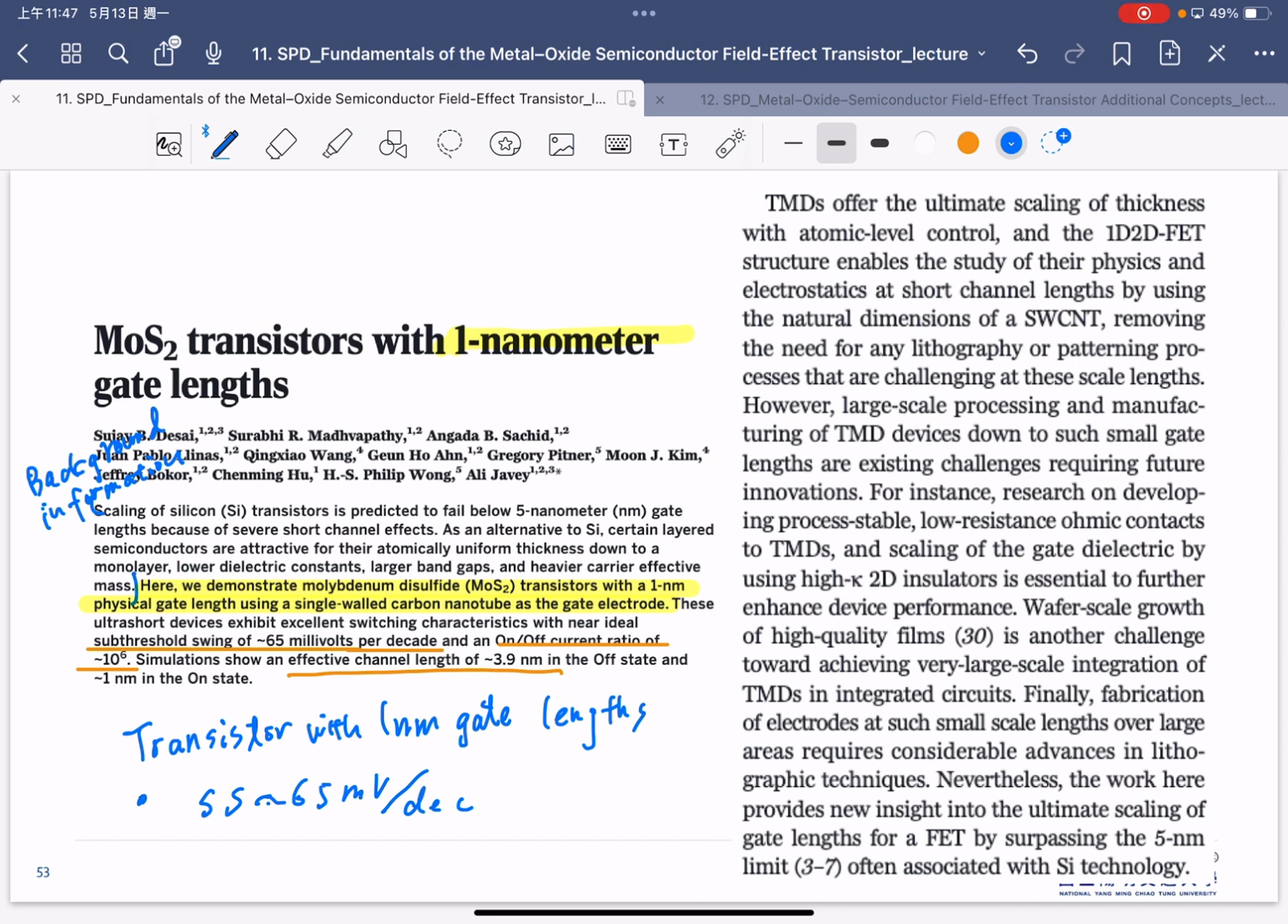And also the on-off ratio is 10⁶. So that means that right now, even if we don't look at any figure so far, we can already guess what kind of information is in this literature. If you look at the drain current versus the gate voltage, and you plot it as log ID here, we all know that the curve will look like this. And the result for this paper should show this is off.